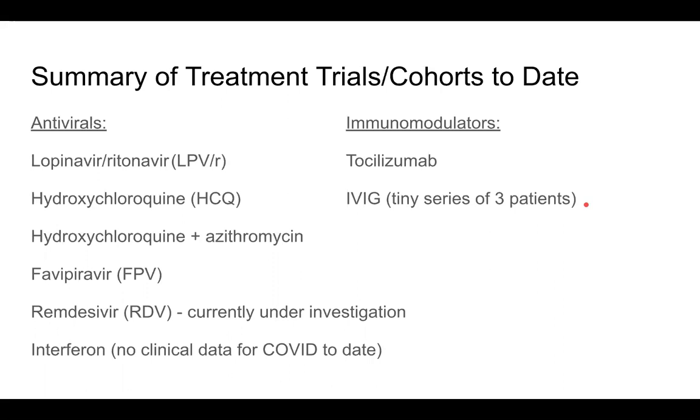So this is a high-level overview of what we're going to cover, or rather, an outline. We're going to go through some of the antiviral agents, so lopinavir, ritonavir, hydroxychloroquine. We'll say a word about hydroxychloroquine and azithro. We'll talk about the favipiravir study that was published last week. We're not going to touch on remdesivir or interferon because remdesivir is currently under investigation, and interferon as well, and there's no good clinical data published to date. And then in terms of the immunomodulators, we're going to go through the tocilizumab data coming from a case series in China, which is getting a lot of discussion. And there was a tiny series of 3 patients where IVIG was used. We're not going to touch on that more today, though. Next slide, please.